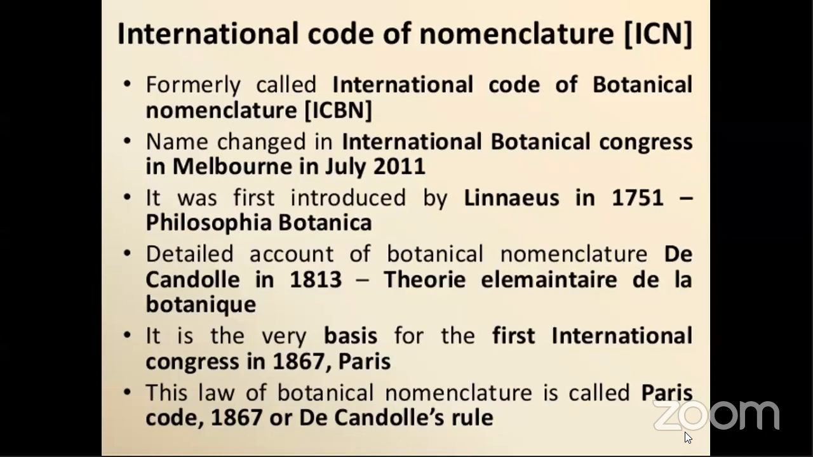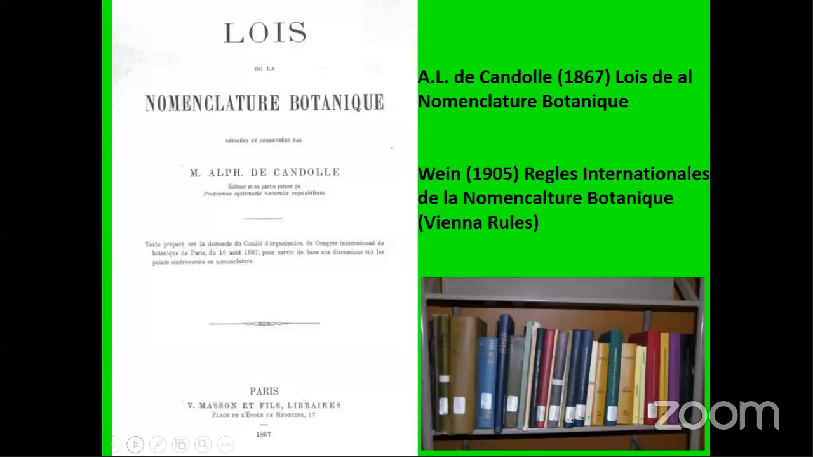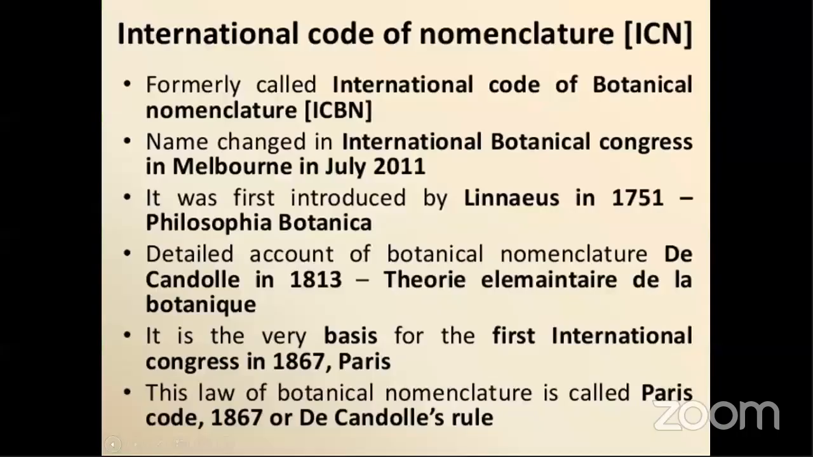Here we have to see the International Code of Nomenclature, that is ICN. So ICN, previously it was called ICBN, but now it is changed to ICN at the last conference, the International Botanical Congress in Melbourne in July 2011. It was first introduced by Linnaeus in 1751 in his Philosophia Botanica.